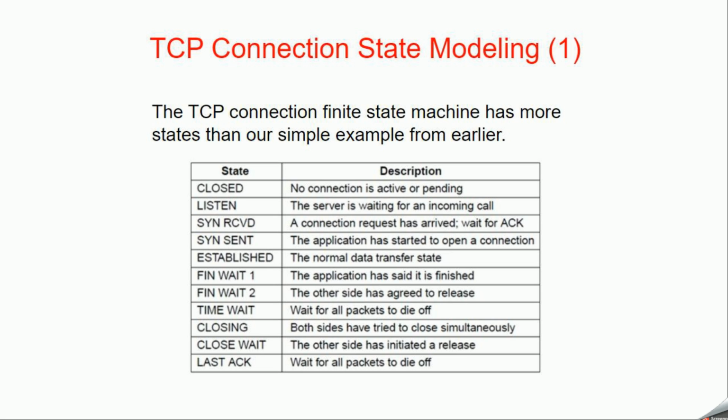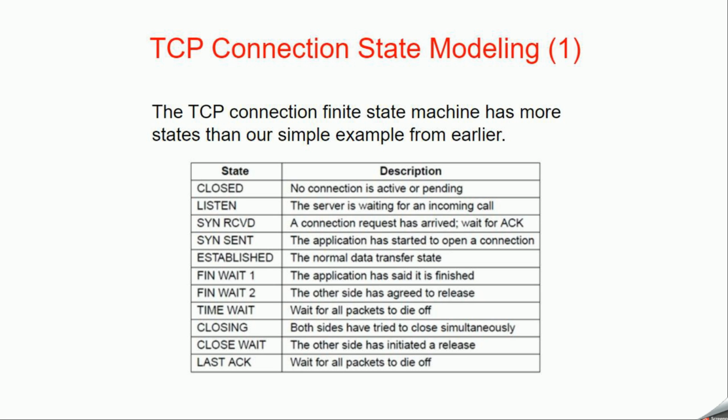initial lectures. So there are approximately 11 states under TCP connection state modeling. Those 11 states are closed, listen, SYN received, SYN sent, established, FIN wait 1, FIN wait 2, time wait, closing, close wait, and last ACK.